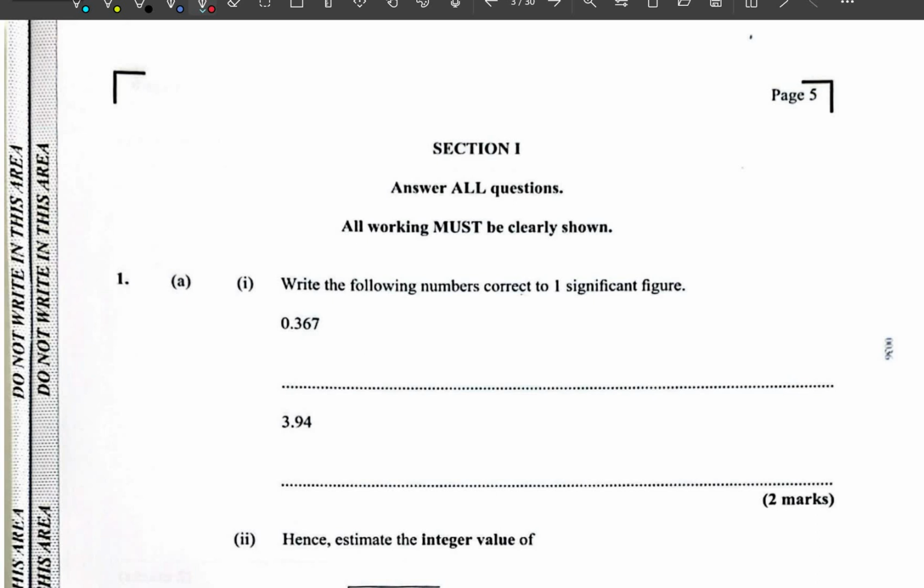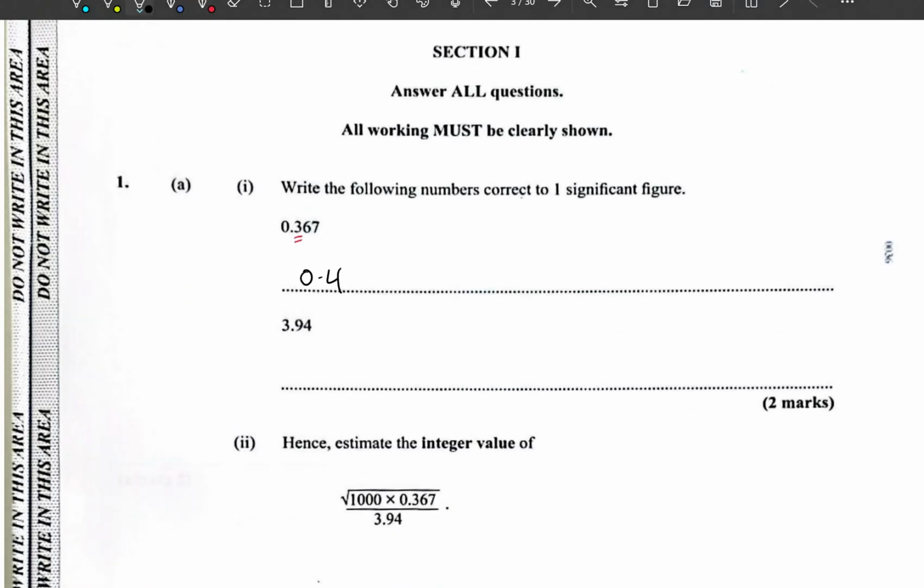So this would be the May 2026 paper 2. Number 1A part 1 wants us to write the following numbers correct to one significant figure. Looking at this number, the first significant figure is going to be 3. Rounding that, we're going to get 0.4. Next we have 3.94. We're going to round the first significant figure, which again is 3. So that is going to round to 4.